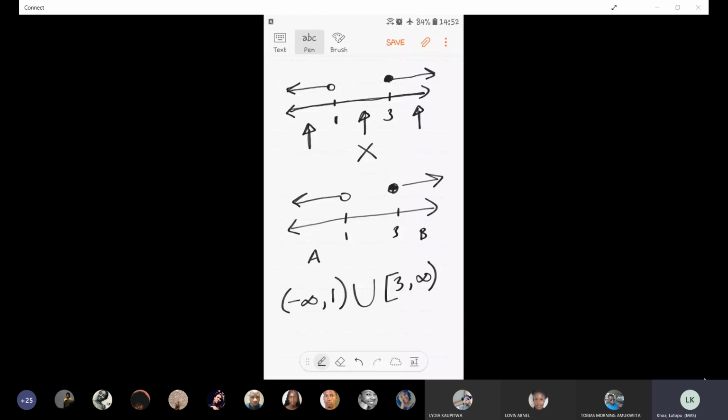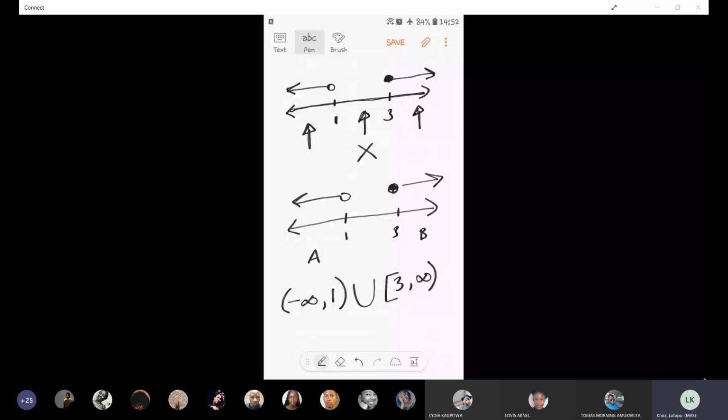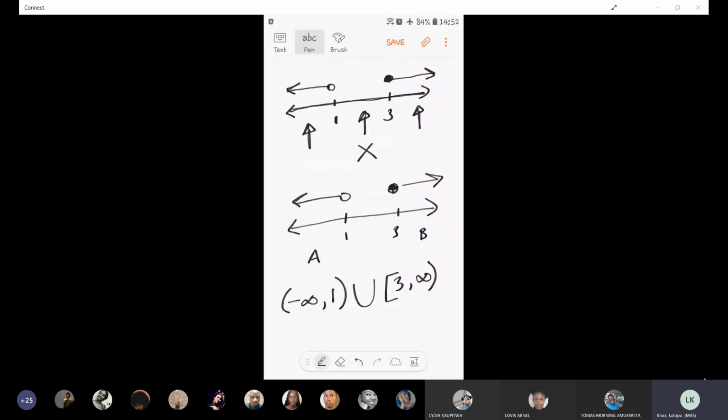Okay, so we say that these two sets are disjoint. So remember those terms we used in set theory. Disjoint means their intersection is empty. There is no number that is in set A as well as in set B.